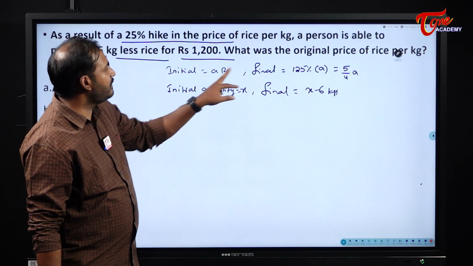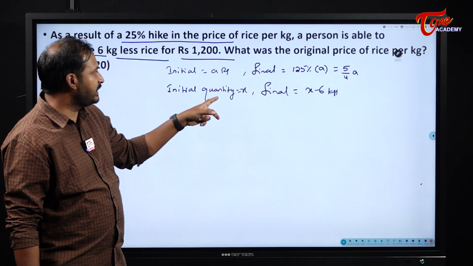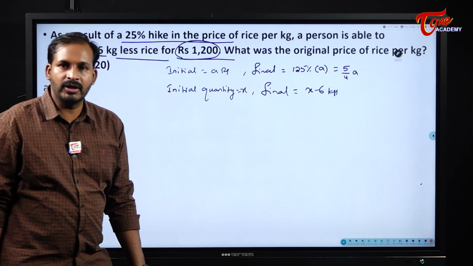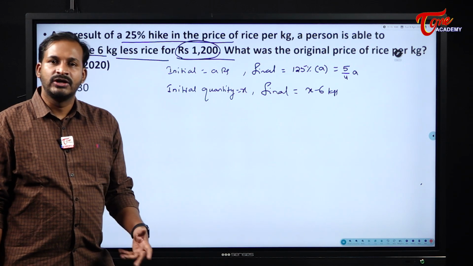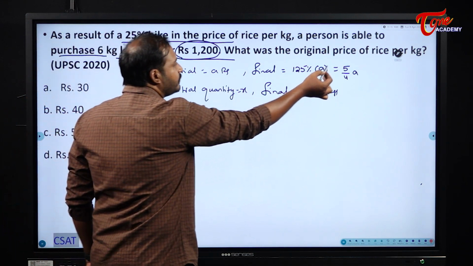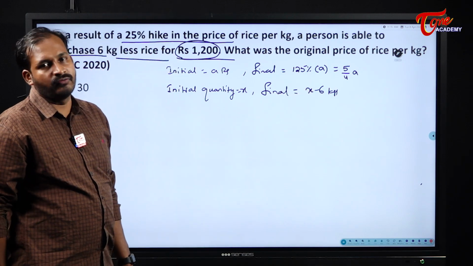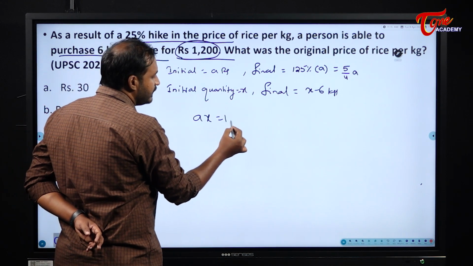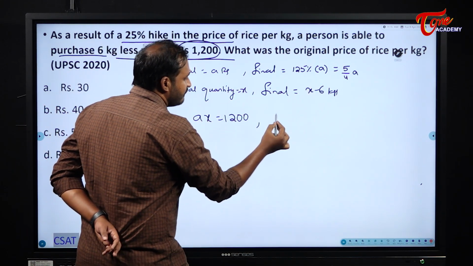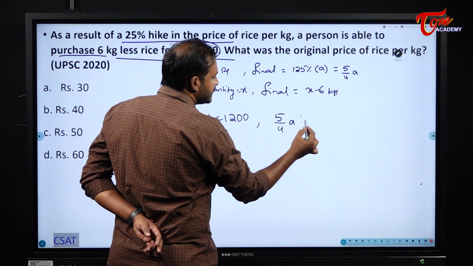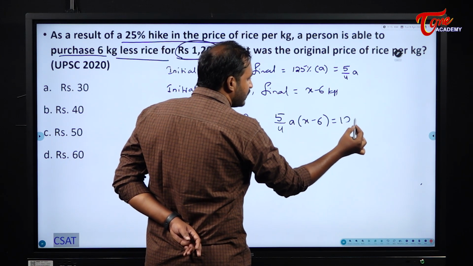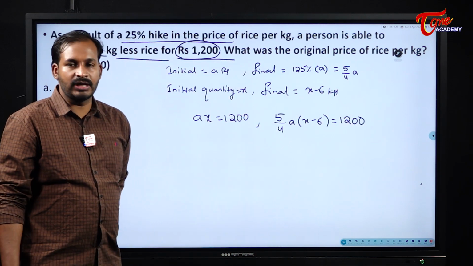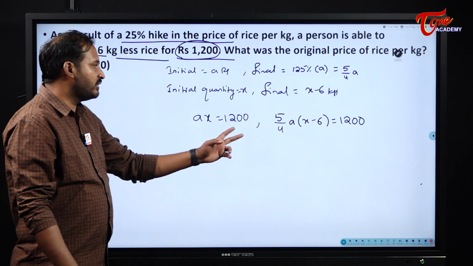Now see here. Both the products, quantity and value, should be equal to my 1200 rupees. Why? Because in both the cases, the amount spent is 1200. So first, AX is equal to 1200 and as well as 5 by 4 A into X minus 6 is also equal to 1200. Why? Because price into quantity will become the total amount which he spent. So these two equations we got.